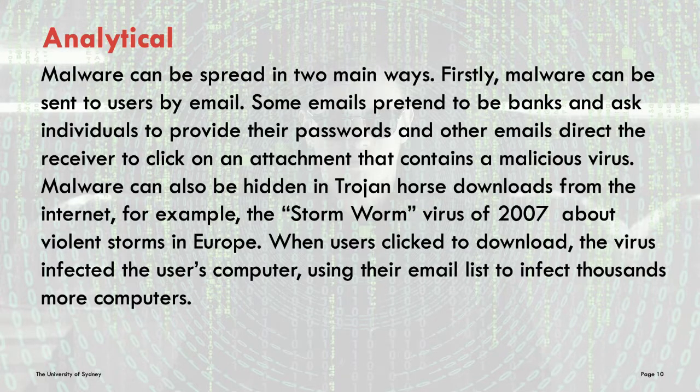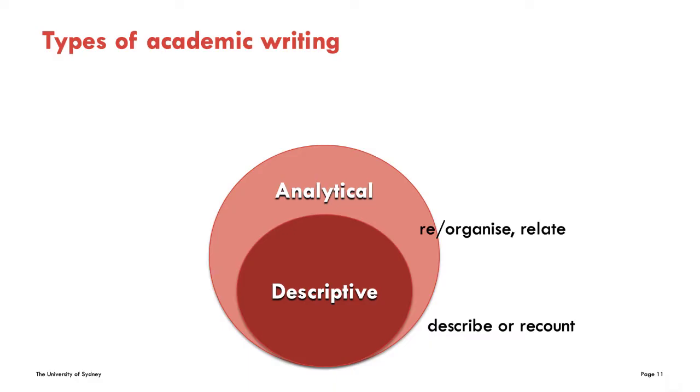So the longest description in this text is for the second way of spreading malware. Here the writer gives an example of an internet download and includes a recount. She tells us 2 things that happened during the download. In most essays, writing descriptively and analytically aren't enough either. You also need to write persuasively.